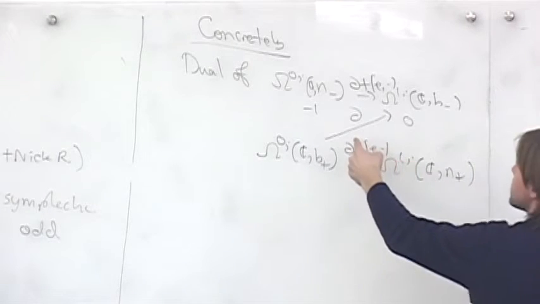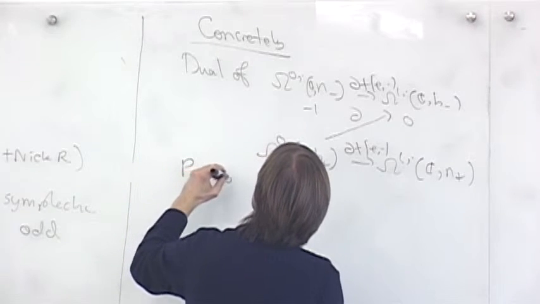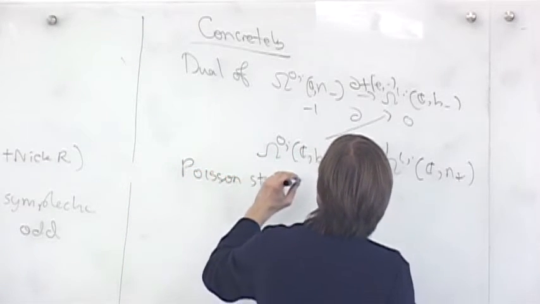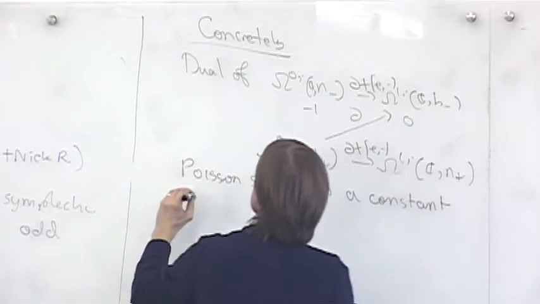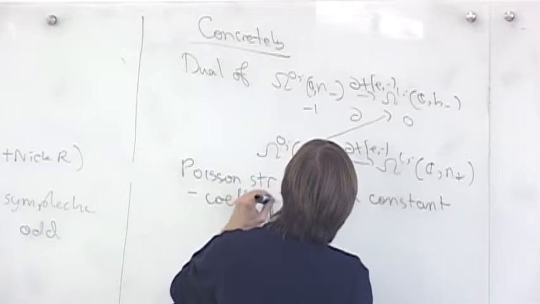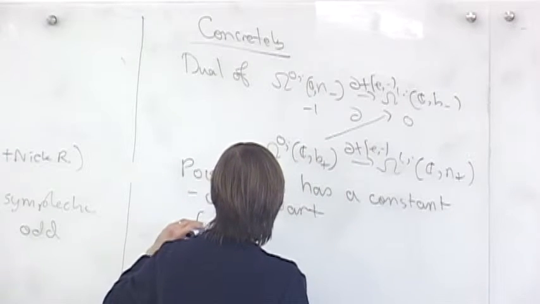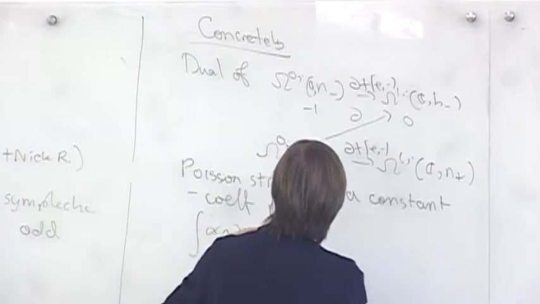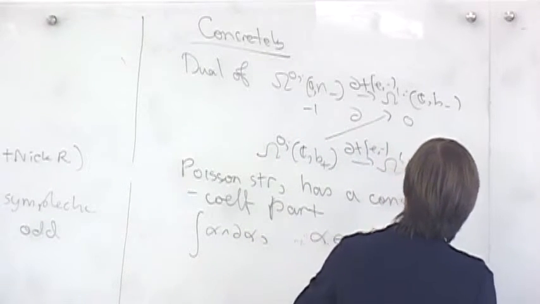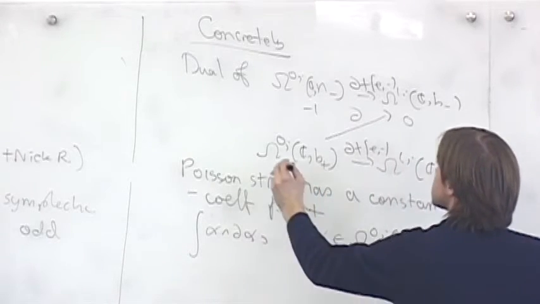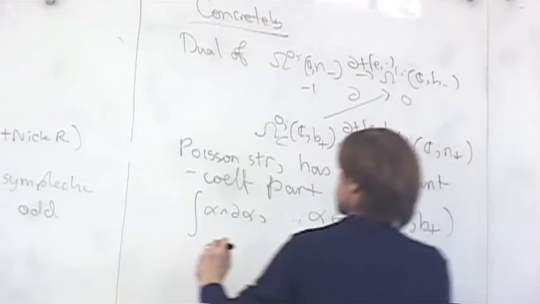There's an extra term of the Dirac differential that maps from here to here. So again, the Poisson structure has a constant coefficient part, which is, if I take some alpha in here, the integral of alpha wedge del alpha, where alpha is in omega 0 star, C with coefficients in B plus. It has compact support. But there's also a linear coefficient part.